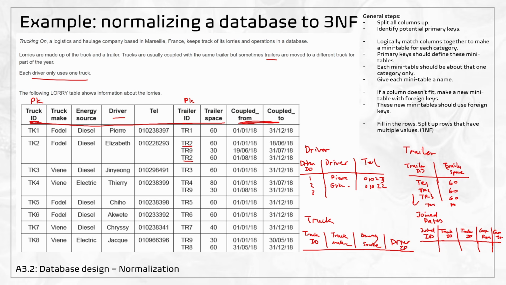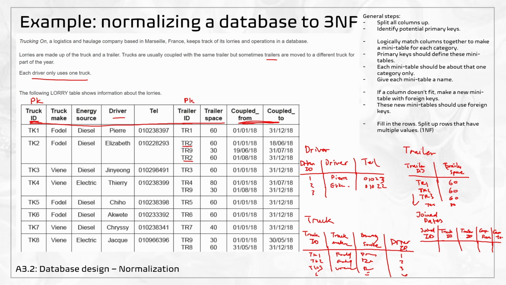And now let's do truck. So truck ID, we've got TK1, TK2, TK3, and so on. We've got truck make, so that's like Volvo, VN, and stuff like that. Energy source, we've got diesel, electric. And the driver ID, so Pierre will be 1, Elizabeth will be 2, Jinyoung will be 3, Thierry will be 4, and so on.